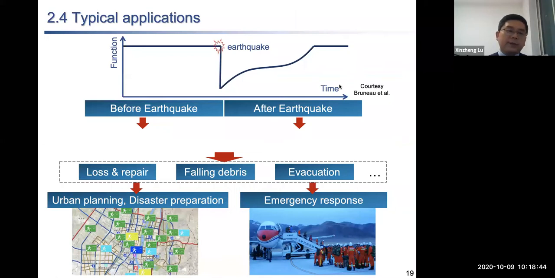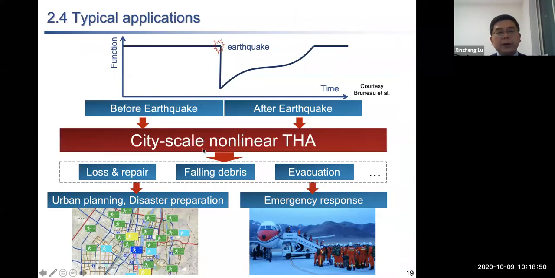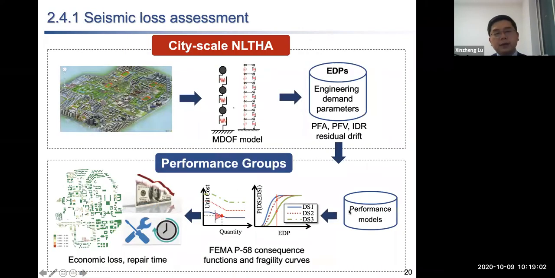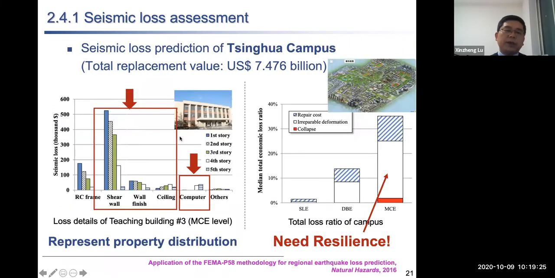From some of our work with cases, we found that city-scale time history analysis is very functional both before the earthquake and very useful after the earthquake, for example for urban planning, disaster preparation, or emergency response. For example, we can use it for seismic loss assessment. We all know that good documents like FEMA P58 already provide very good loss and resilience evaluation methods. And the city-scale time history analysis provides all the engineering demand parameters that we need for such an evaluation. So we can use this method to know the detailed damage.